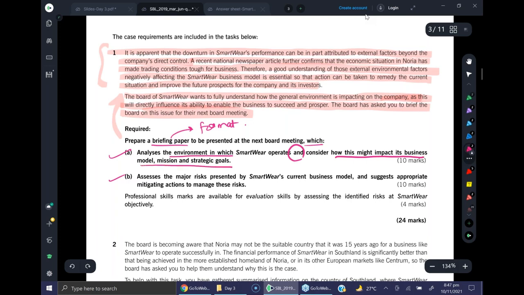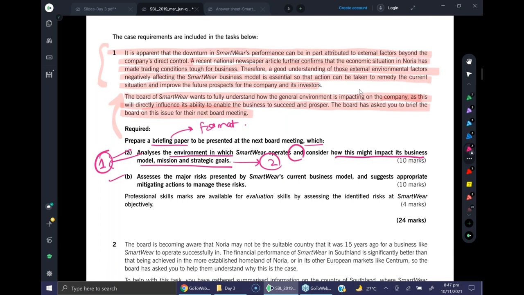So analyze the environment. Which environment are they referring to? The first part of the requirement is to analyze the environment, but can I say external factors mainly? Because the paragraphs above are telling us that story of external factors. So analyze the external factors, and you have to consider how those factors are going to impact the goals and mission of the business. So that's the second part of the requirement, that for each factor, you will have to tell the impact on the goals of the company.